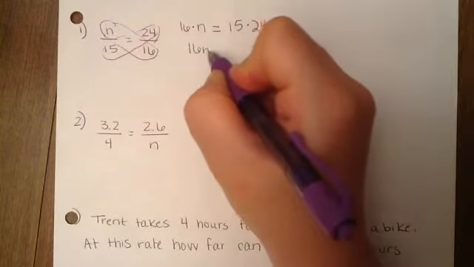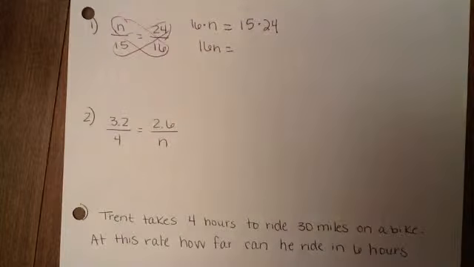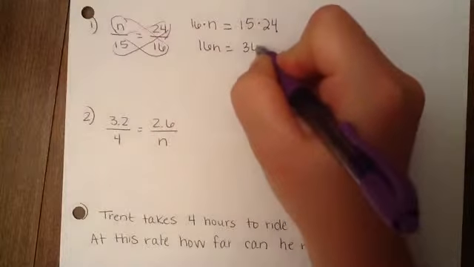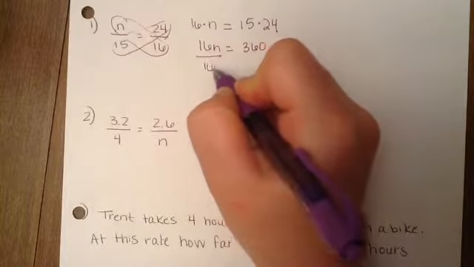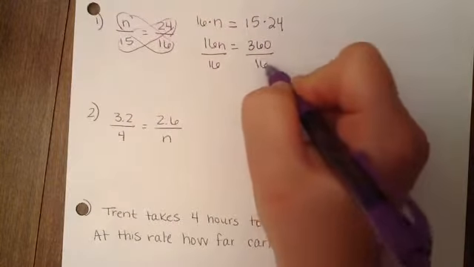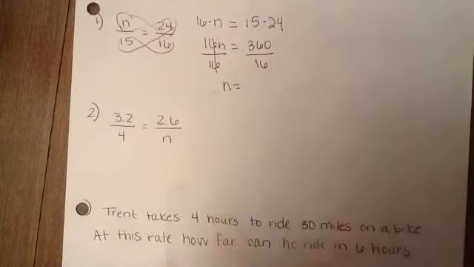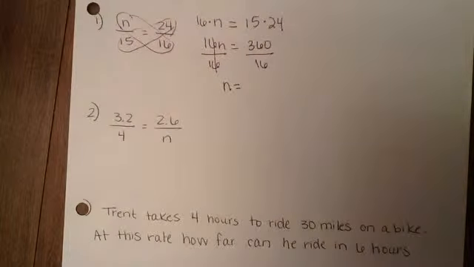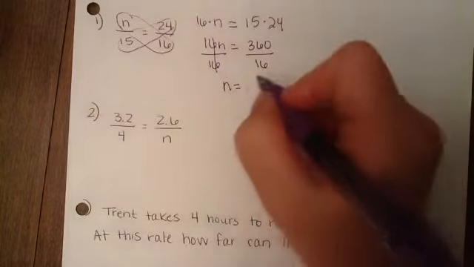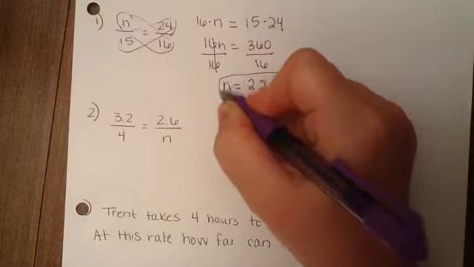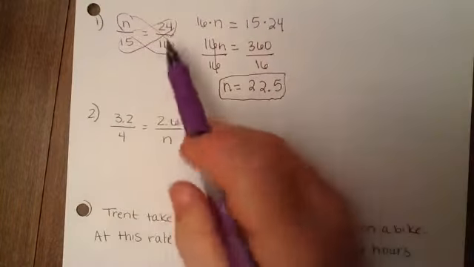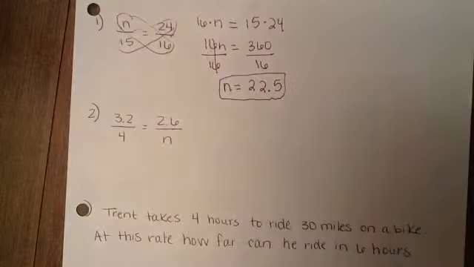So I have 16n equals 15 times 24 is 360. And how will you solve for n? Divide by 16, divide by 16. N equals 22.5. Multiply your diagonals, solve to find n. Try this next one on your own.